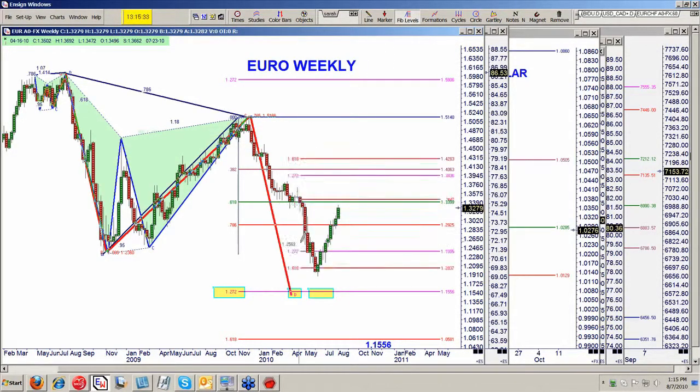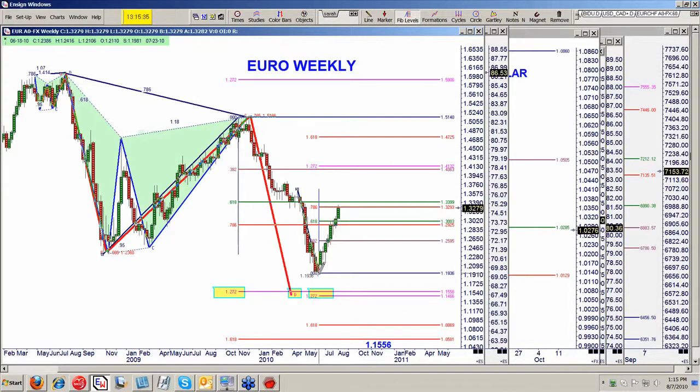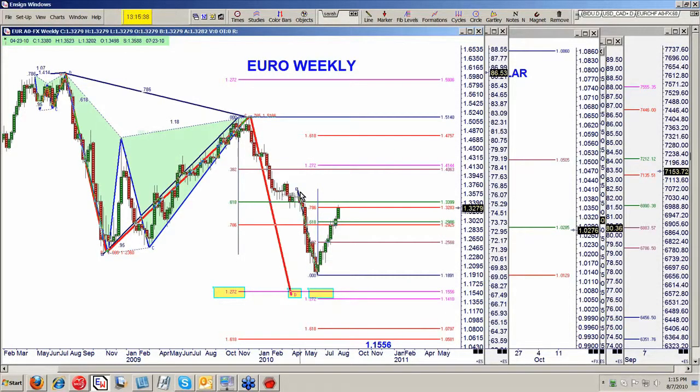Those were the last rallies. The fact is, we're right at the 786 of this one right here, and the 618 of that one is right there. You see why that's so powerful? Yes. That's why it's going to be real interesting.